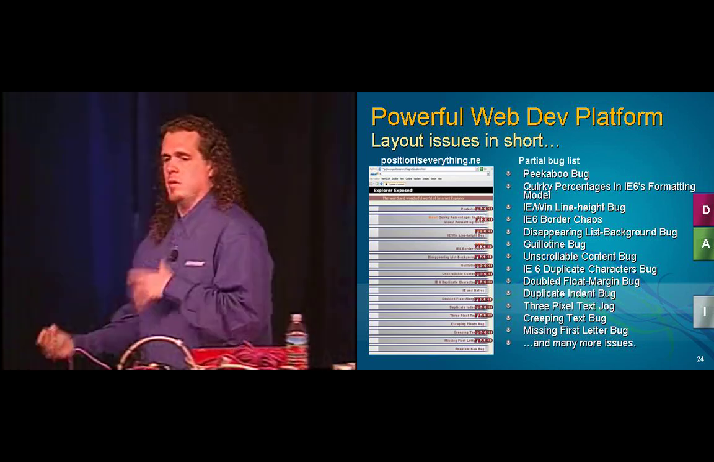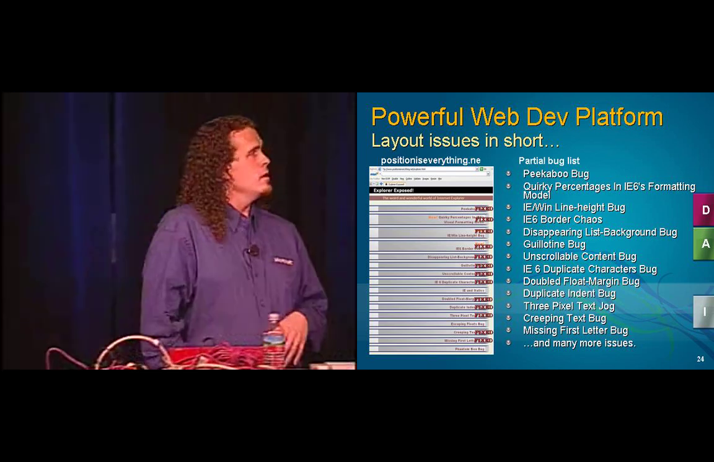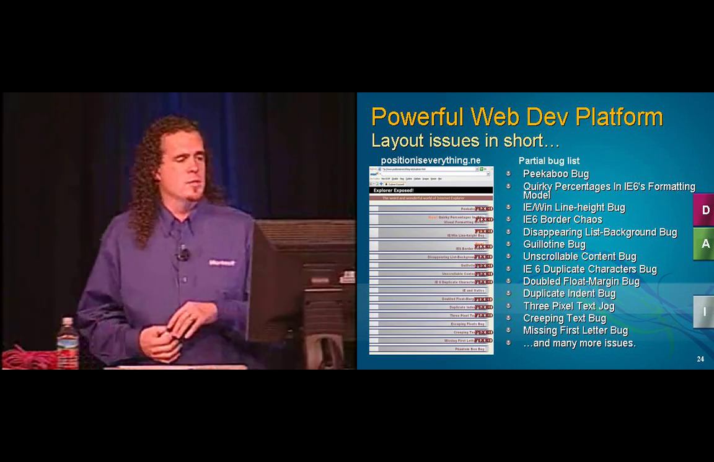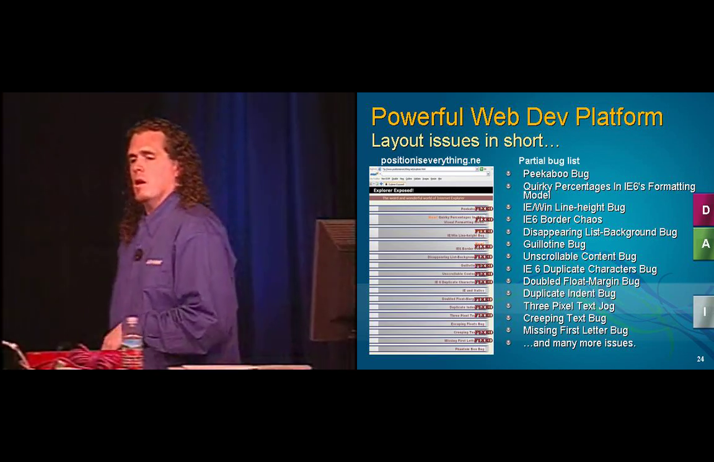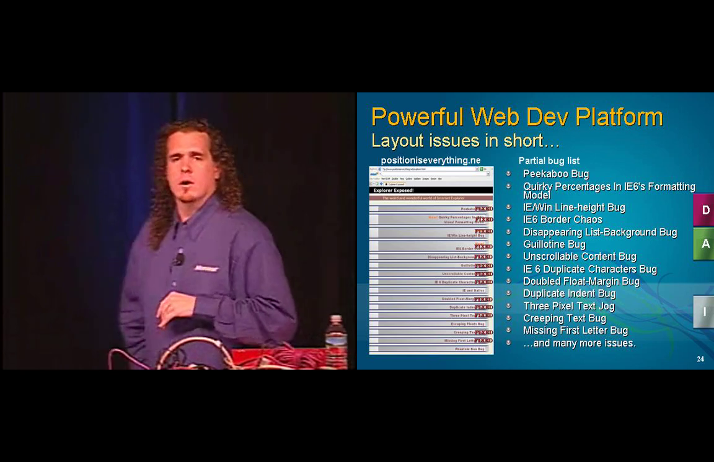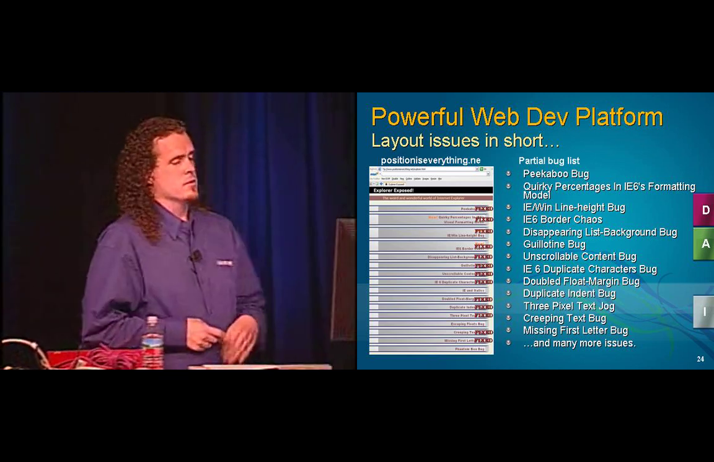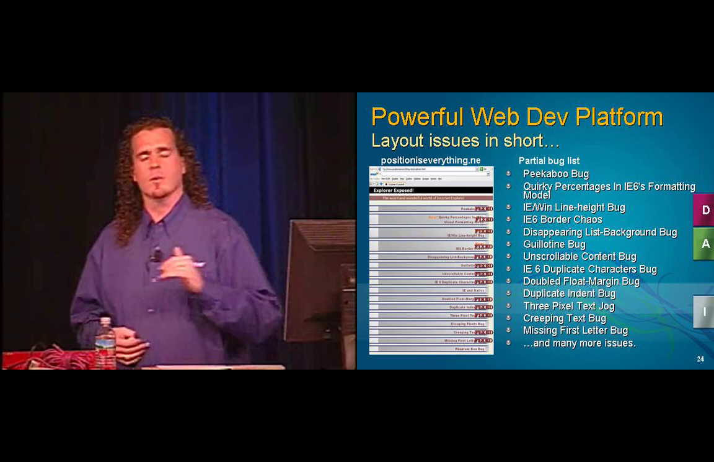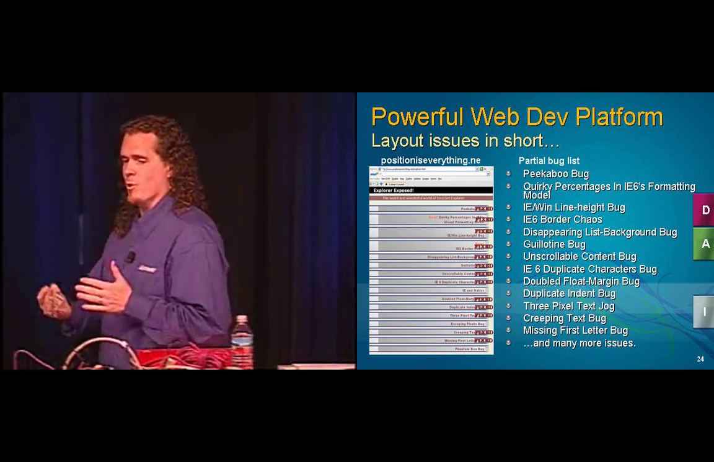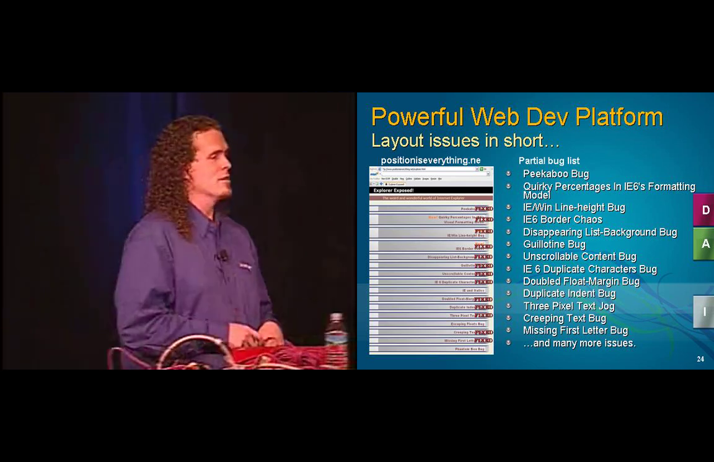In short, the chunk on the side there is the positioniseverything.net web page. All of the blocks on there are the items that we fixed. I think there are 2 of them right now that we haven't fixed yet. This is a partial listing of the bugs that we've fixed. There's plenty more, and we obviously have not shipped IE7 yet.